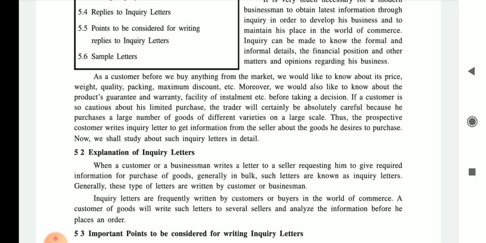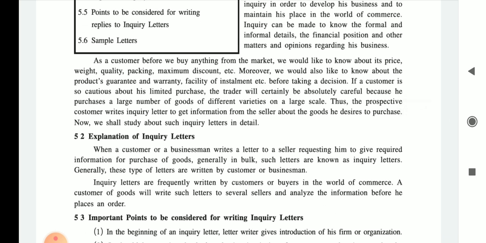And informal details means the nature of that particular businessman, what his ambitious nature is, what their requirements are, how he or she deals with the customers, and how he or she deals with other business firms. This type of information can be called informal details. So while doing business, if you want to make an inquiry at that time, both formal as well as informal information are very necessary.